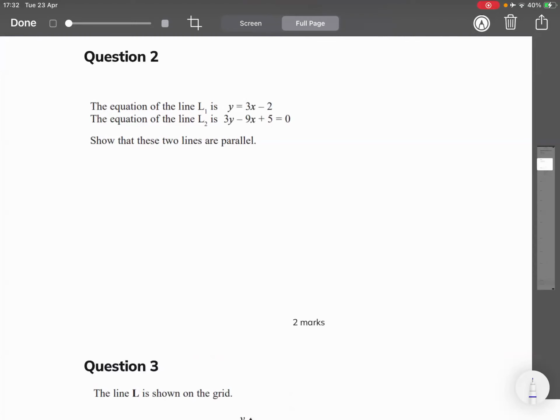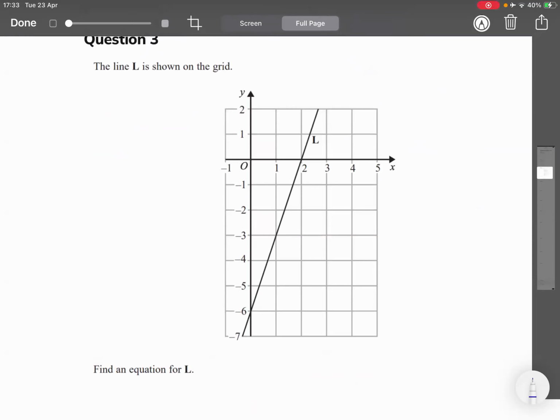Yeah, so we have to make both lines in the form y equals mx plus c. And even in the inequalities question, we had to do that. So this one, we can write it as 3y equals 9x minus 5 by adding 9x and subtracting 5 from both sides. And then we get y equals 9 over 3 x minus 5 over 3, and then you can write y equals 3x minus 5 over 3. That tells you the gradient. And so does this. So therefore, that's enough to show that they're parallel. Try the next one.